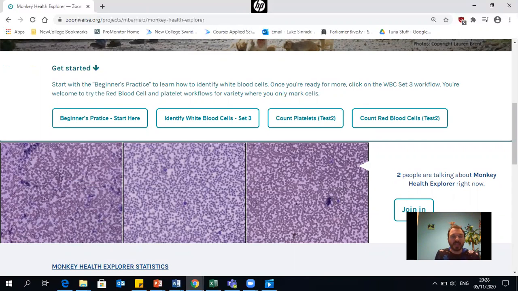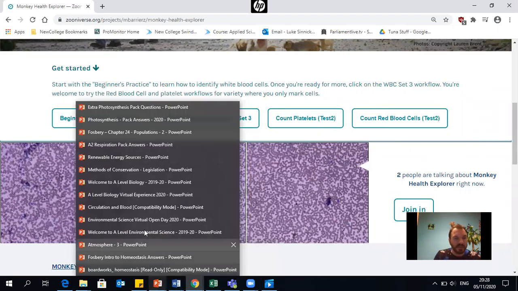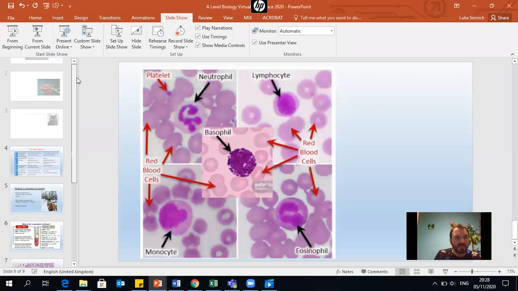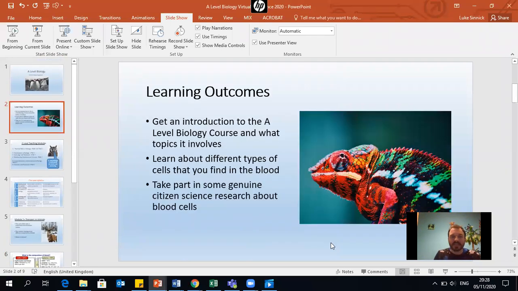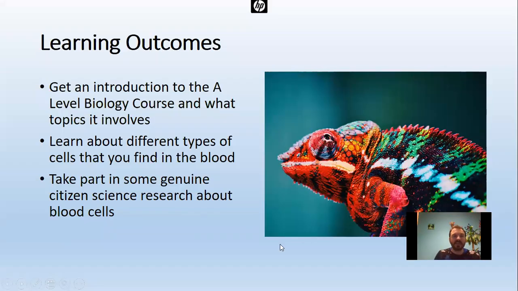So this is a really good one because it is a skill that you need to know for your A-level. It would help with your GCSE as well for identifying different types of white blood cell, and it's a really good way of contributing to some genuine scientific research. So let's go back to the beginning. I hope that's given you a little bit of an introduction to the A-level biology course. We've had a little think about different types of cells in the blood. And if you want to go onto Zooniverse.org and look for Monkey Health Explorer, then there's all the information there that you need to be able to take part in the citizen science research project.